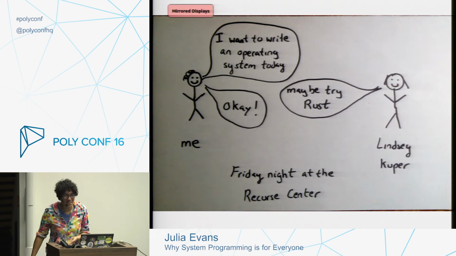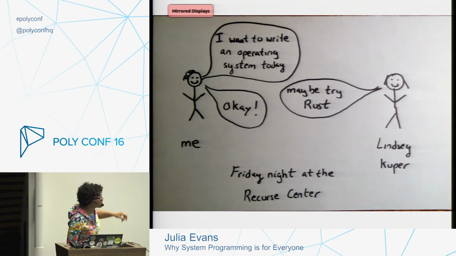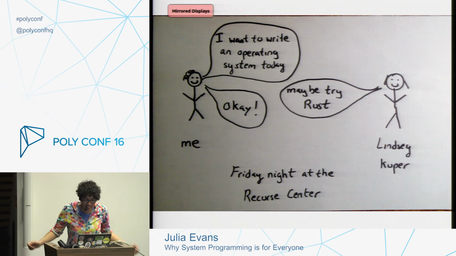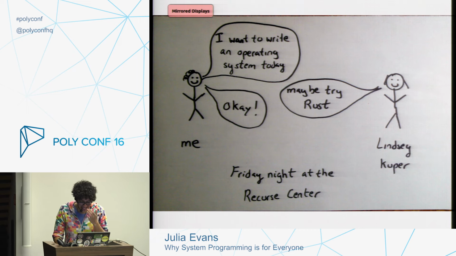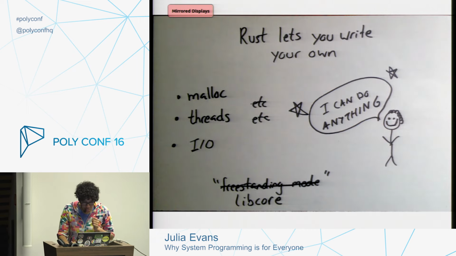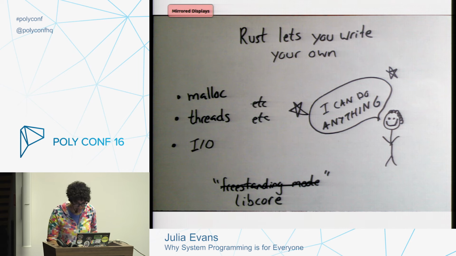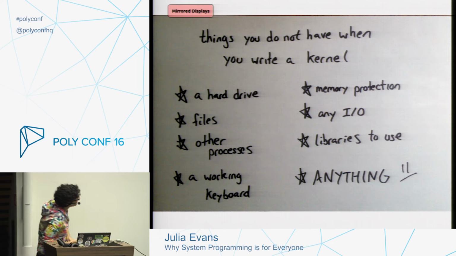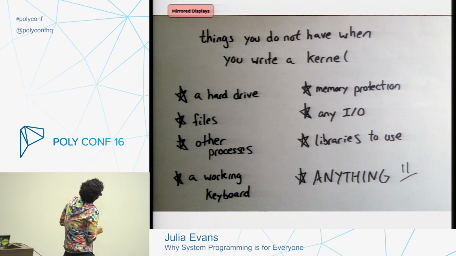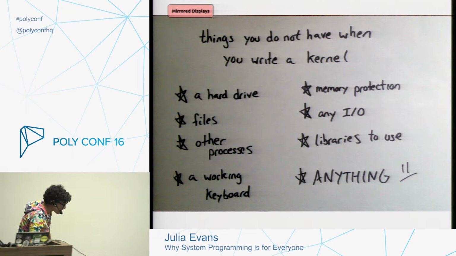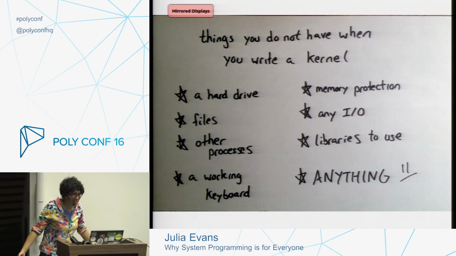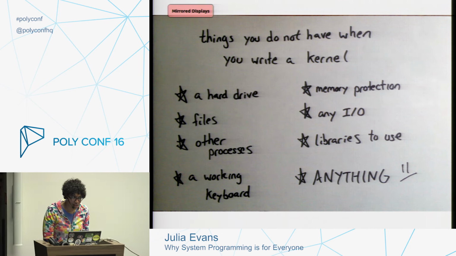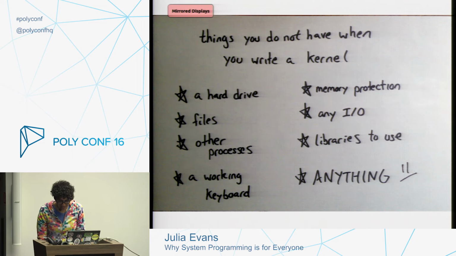So I told Lindsay Cooper, hey, I want to write an operating system today, and she was like, okay, you should do that. You can maybe do it in Rust. And I was like, I don't know what Rust is. I'd never written it. One thing I realized is that if you write an operating system, then you lose everything. You're left in a pit of despair where you don't have a hard drive or files or processes or a working keyboard.